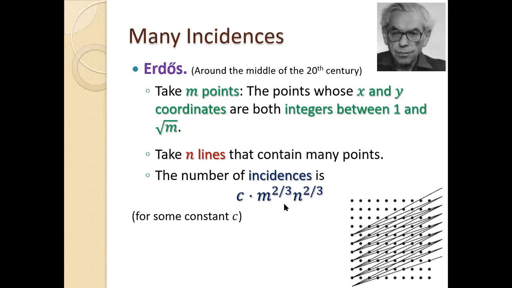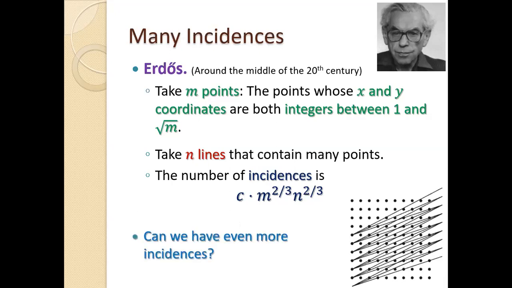And then Erdős asked, can we do better? Maybe there's a more clever way of placing the points such that we can have even more lines that contain many of the points. And math is hard, right? You don't know if you're going to try now for years to find such a configuration. Maybe it doesn't exist. Or maybe you can spend years trying to come up with a proof that says that you cannot do better, but maybe that's also wrong. So how do you know?